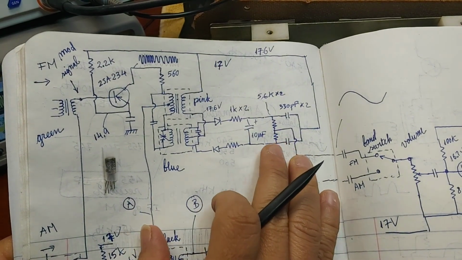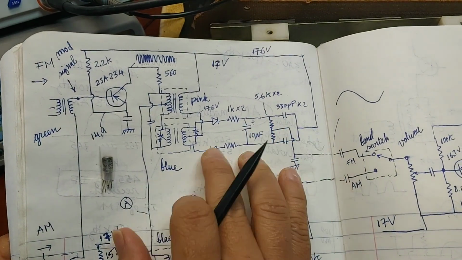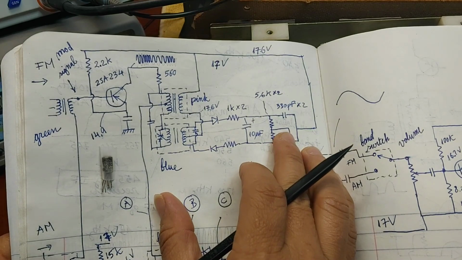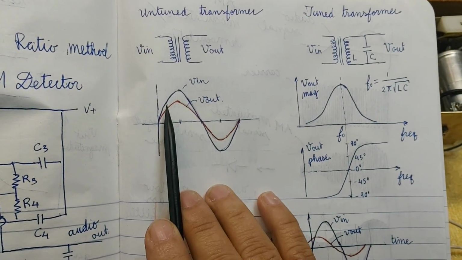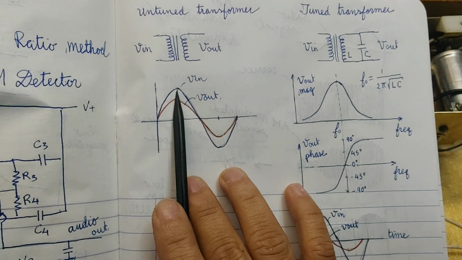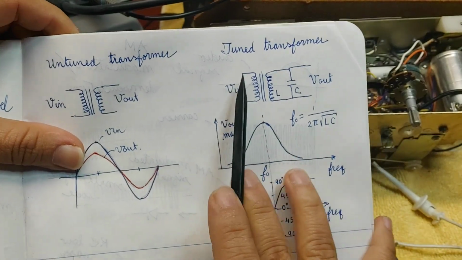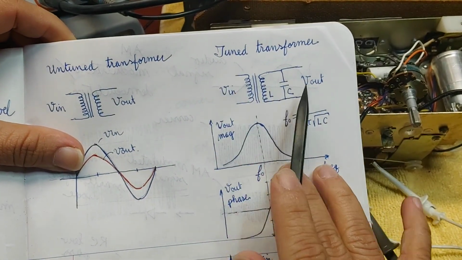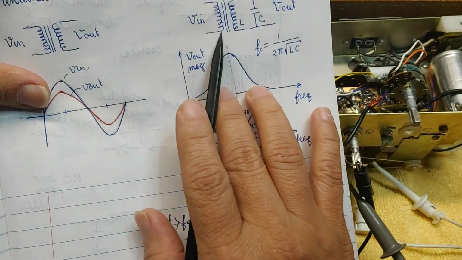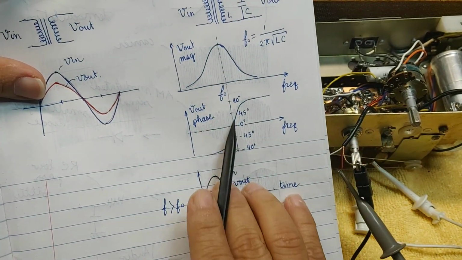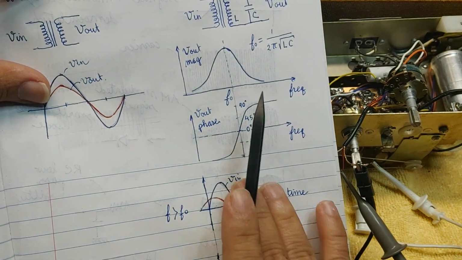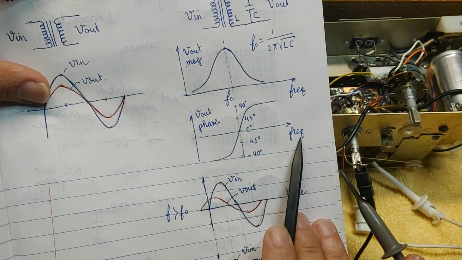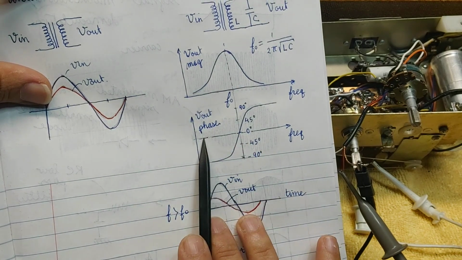And now I am going to explain the FM detection circuit. For the untuned transformer, Vout and Vin are in the same phase. For the tuned transformer, the output is based on these two characteristics and represented by these two waveforms here. This is the frequency domain for both amplitude and phase.